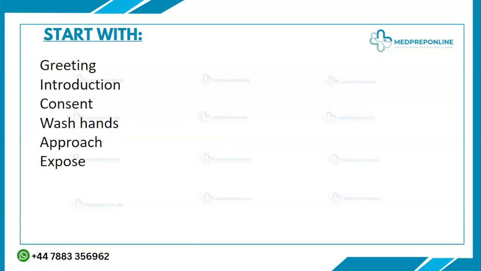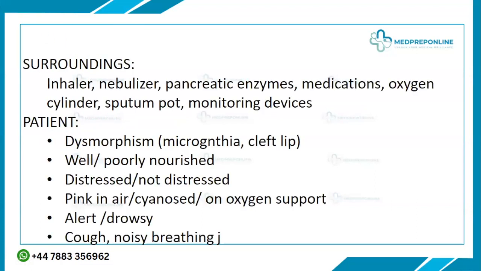Okay, so as she very well said, you start with greeting the child, introducing yourself. You ask if you can have a look at their chest, and after their consent, go on, wash your hands, approach the child from the right, and then do the necessary exposure. Better to do it in the beginning, so you can have a look at the child as a whole, rather than when you move on to the chest and then ask them to expose. So better to get done with these things in the beginning.